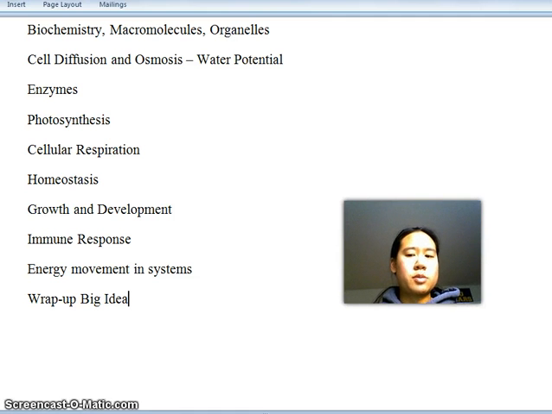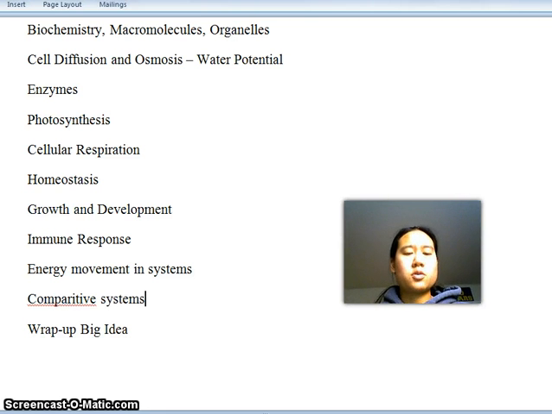From there, we'll talk about some specifics in homeostasis and how the body maintains stuff the same, having to do with transport. From there, we'll go to growth and development and how that's regulated. We'll hit the immune system, energy, movement, and systems, and lastly, we'll also talk about kind of some comparative systems. So you can kind of look at things like how different organisms deal with waste removal, how different organisms deal with filling in information. From there, we'll wrap up the big idea, and that'll basically bring us to the end of the semester, and we'll get ready for spring semester and start hitting more of these ideas.